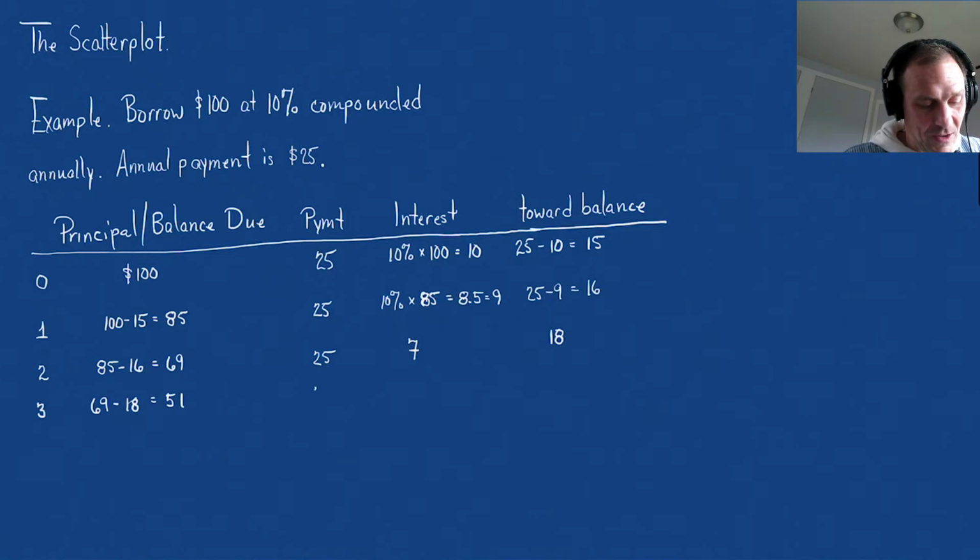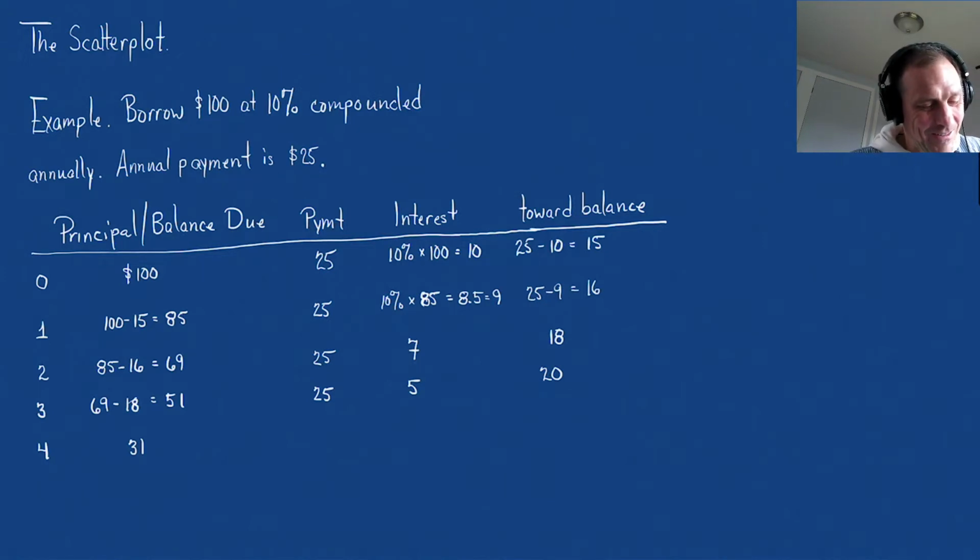At the end of the year, again, we make the $25 payment. I know this might be getting a bit routine, but the idea is important for a few reasons. So now our interest is $5.10. We'll round that to the nearest $5. And 25 minus 5, that's $20 towards the balance. So we start year 4 owing 51 minus 20. This is $31. And the process repeats.